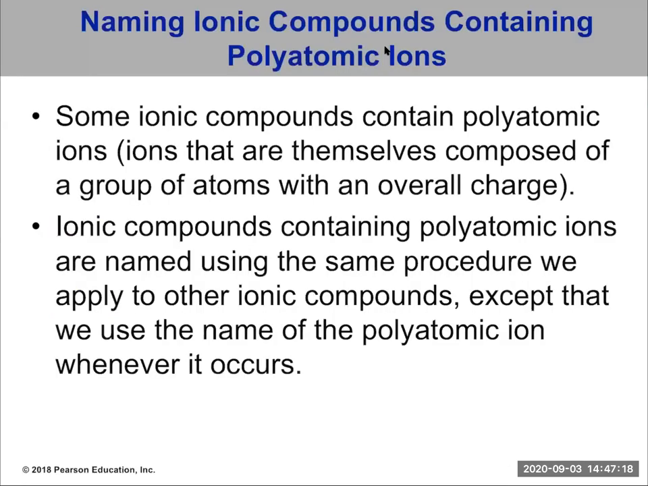So now we're going to focus on polyatomic ions. Polyatomic ions are a group of atoms that exist together, and they carry a charge. For example, nitrate is NO3 with a -1 charge. So this is a polyatomic ion, and it's named nitrate.